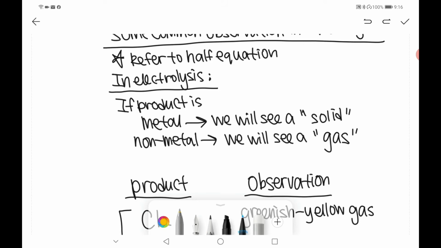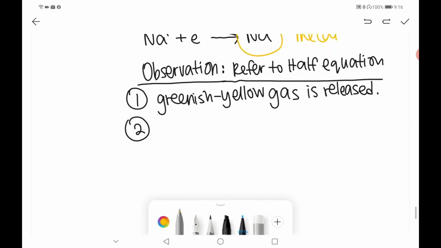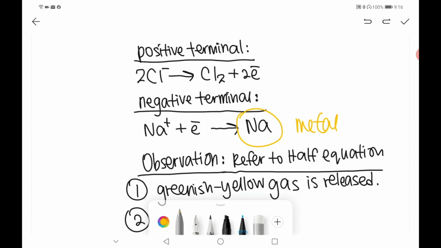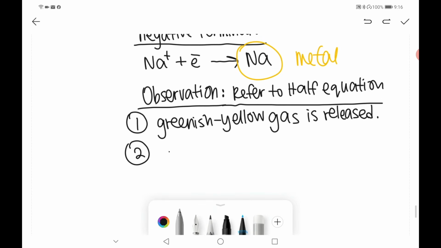What is the color of the solid? Remember, sodium is a metal, and most metals are gray, unless it's copper. Copper is brown. For most other metals like sodium, magnesium, zinc, aluminium, the color is gray. So you will see a gray solid.